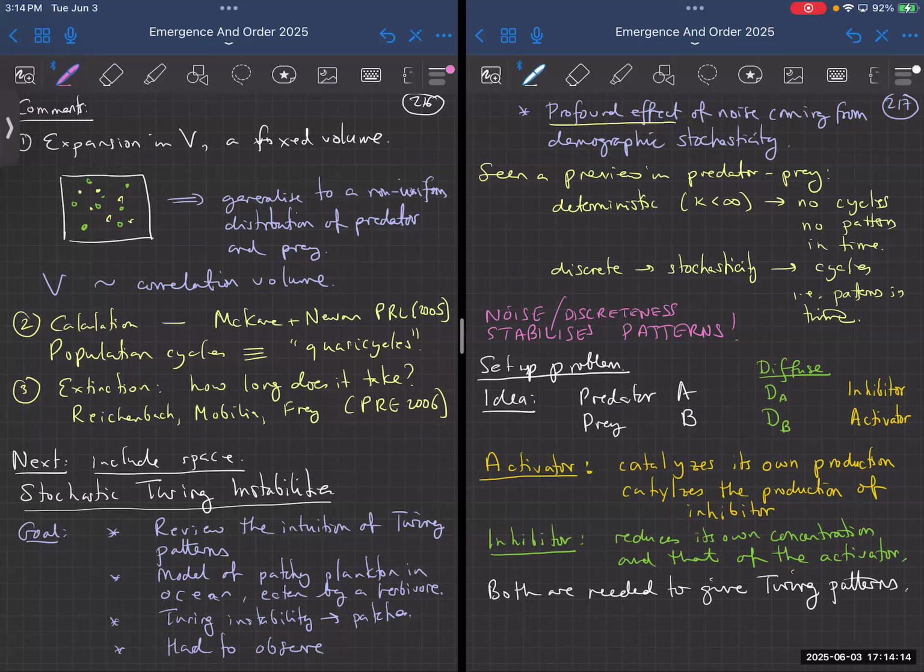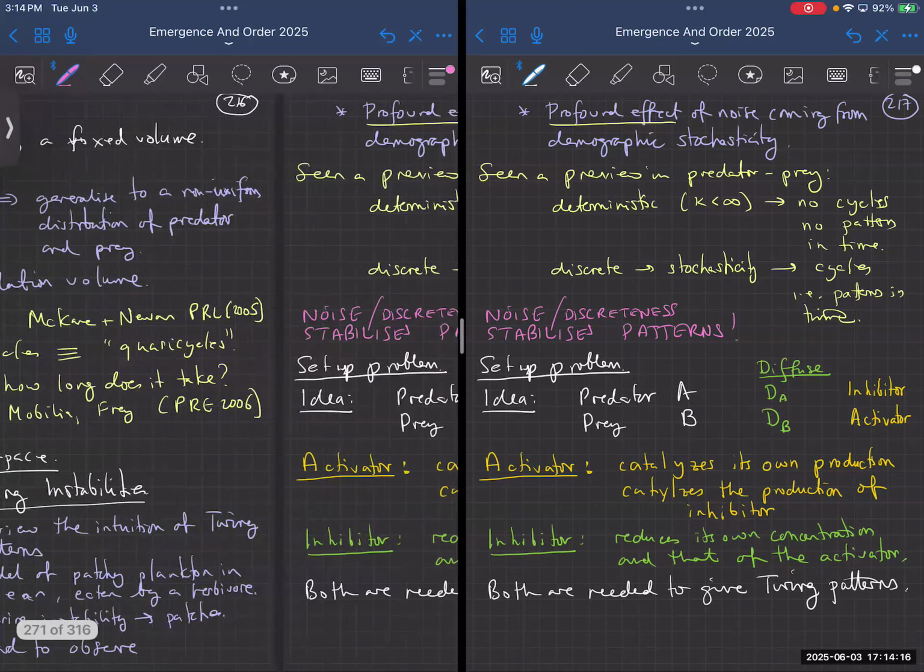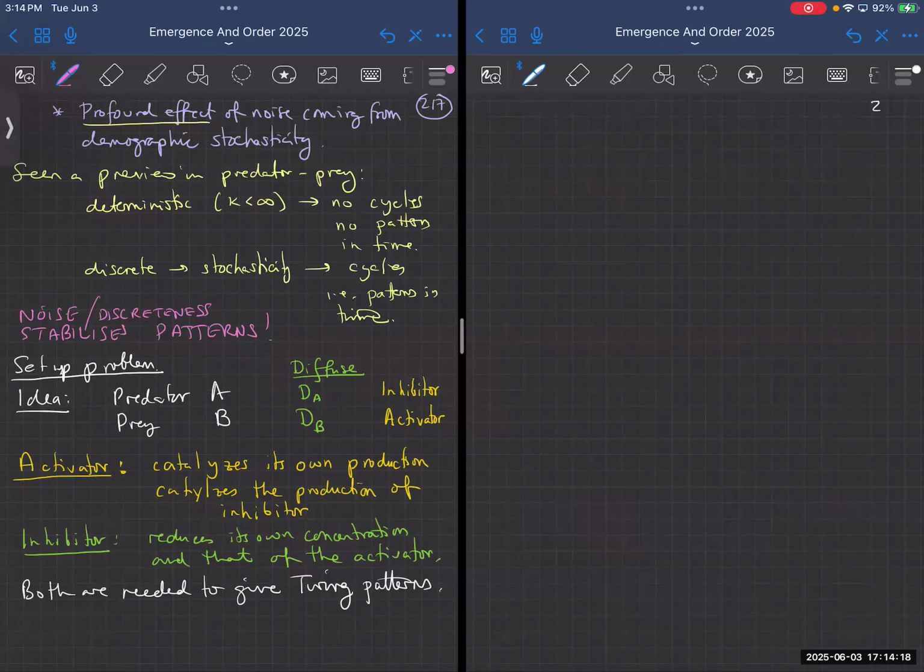Okay, so let's walk through how this actually happens. I'm going to draw for you some spatial profiles of the system, and then show you what the time evolution is, knowing nothing about these things other than the fact that they diffuse around and that they have the property of activating and inhibiting.